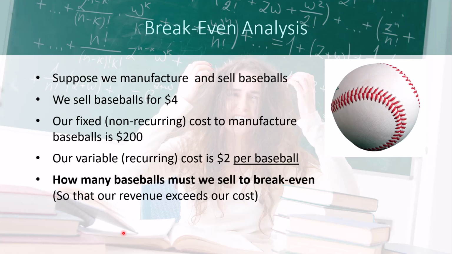And here is our motivating introduction, and this has to do with our famous break-even case, which we have discussed repeatedly throughout this course. So let's go. Suppose we manufacture and sell baseballs, and we sell baseballs for $4 a ball. But we also have some costs. For example, our fixed cost, what we call our non-recurring cost to manufacture a baseball, is $200. And then our recurring cost is $2 per baseball. For every single baseball we make, we incur $2 of cost.